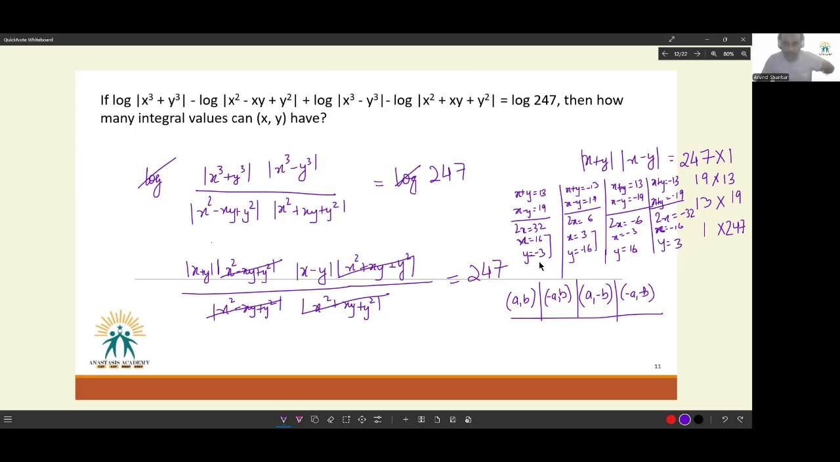Hopefully the generation of cases also shows you these two cases are simply the positive and negative values interchanging, and these two cases too. Same for every pair that we've identified, there are going to be 4 cases like this. So how many integral values can xy have? The answer to the question will be 16.